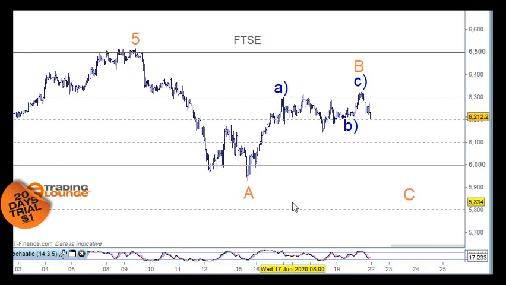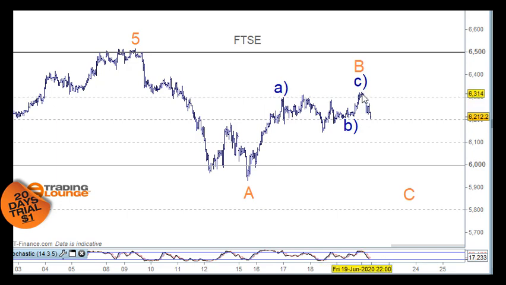Now the FTSE can be counted a little bit differently. Of course, we've got our 5 waves down here. That's fine. We can count 5 up to here. And we could look at this here as a triangle pattern to this point here. The main takeaway here, though, whichever way we look at it, is that's the highest point here.